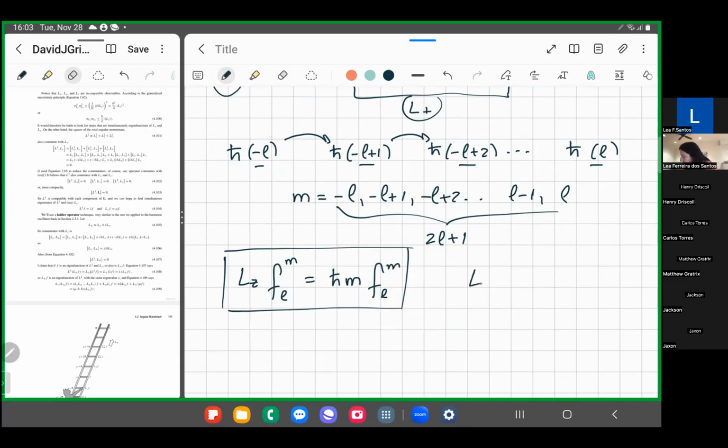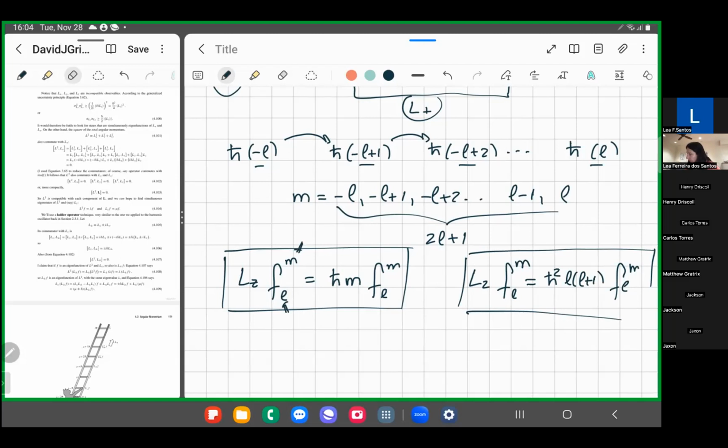And for the L square, again, what we are going to get as an eigenvalue depends on the function that we are dealing with. And this eigenvalue is going to be H bar square L times L plus 1. So it depends on this L. So that's why we write this function with this sub and super index L and M.